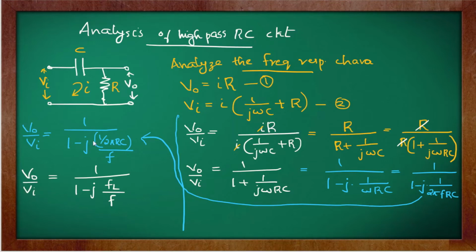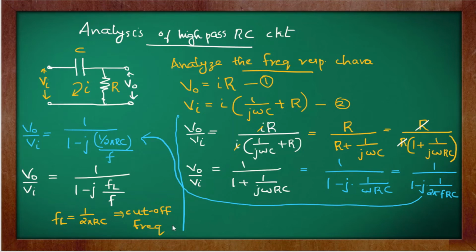And what is this fL? From this, fL is very clear. fL is equal to 1 by 2 pi RC, and I call this the cutoff frequency. I will tell you why it is called cutoff frequency, that we will explain very soon. So it is called the lower cutoff frequency of the high pass filter.